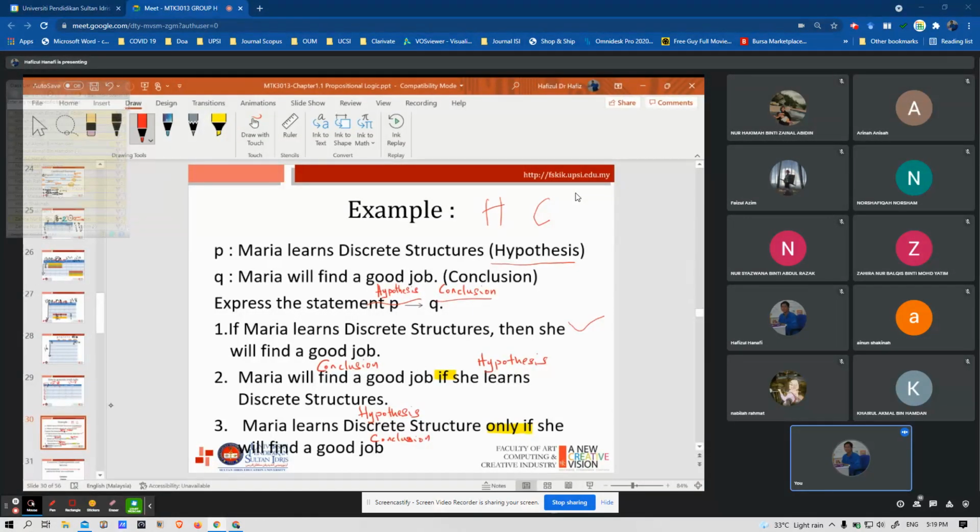Okay, and then the second one, the conclusion follows by hypothesis. Okay, and then Maria learns discrete structure only if she will find a good job is the conclusion. IFF, if and only if. This one we have learned the last few weeks.